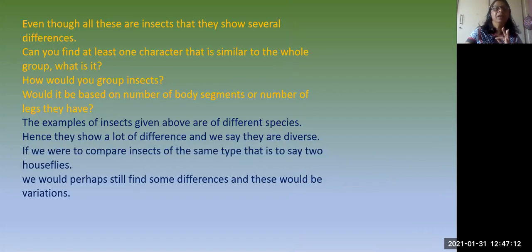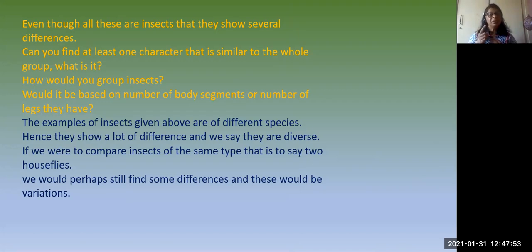Write that down. Even though all these are insects, they show several differences also. Even though they have similarities, there are some differences, either in size or shape, or a difference in colors, something. Okay, they are not exactly similar. Can you find at least one character which is the same in the whole group? Check it. How would you group insects? How can we group the insects?